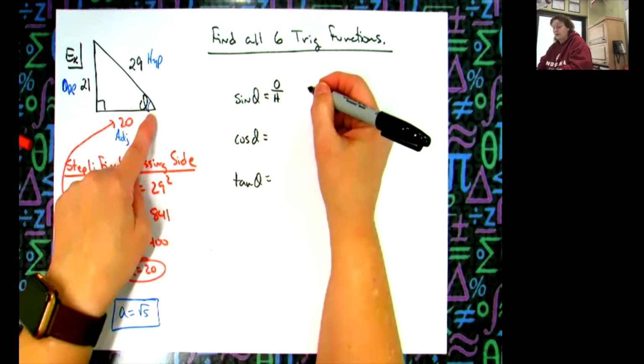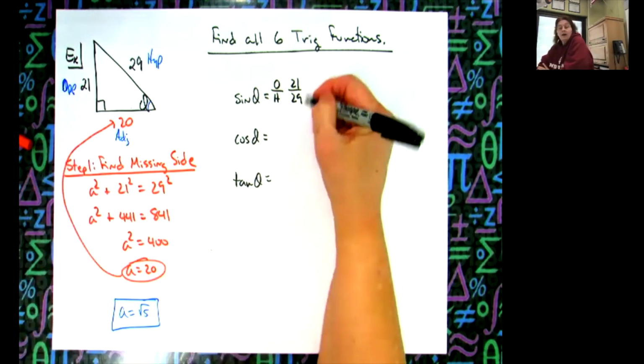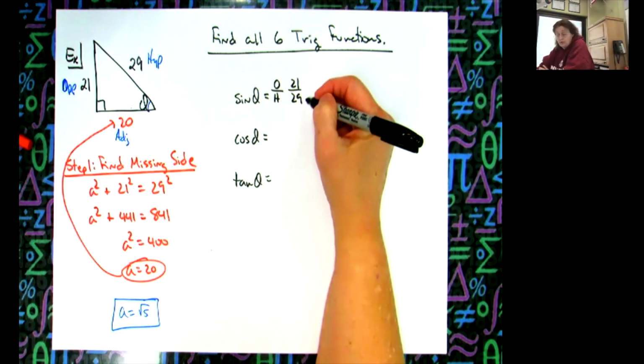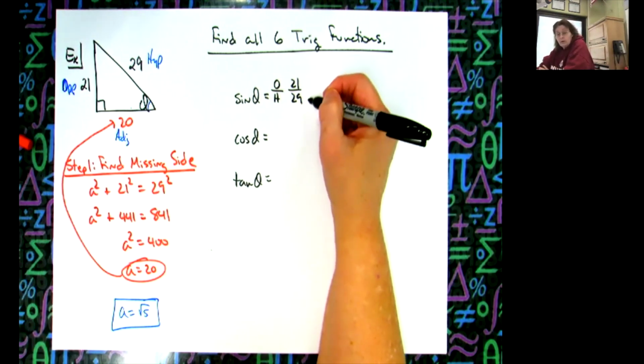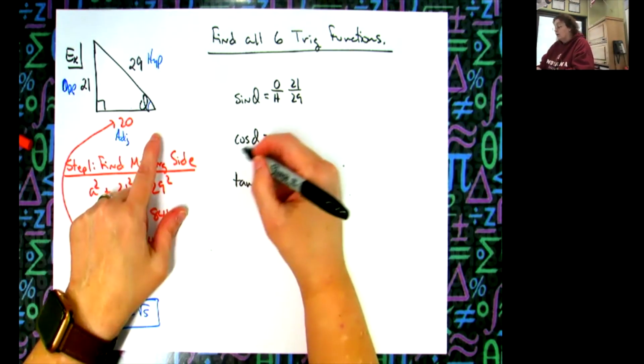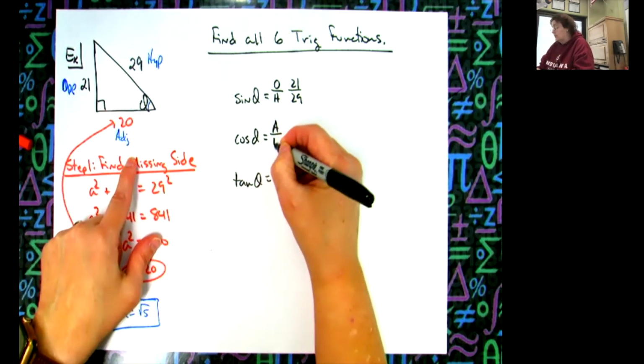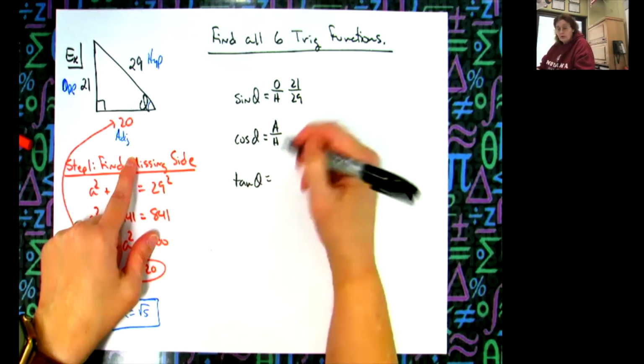Whatever your opposite number is, it's 21 over 29. I cannot reduce this fraction to lowest terms, but if I could, I would. The only thing I would not do is go to a mixed number. Cosine theta is going to be adjacent over hypotenuse. So I'm going to go A over H, just so we can know the formula there.